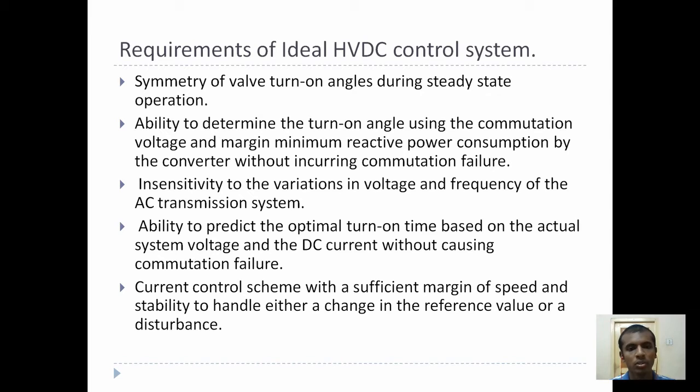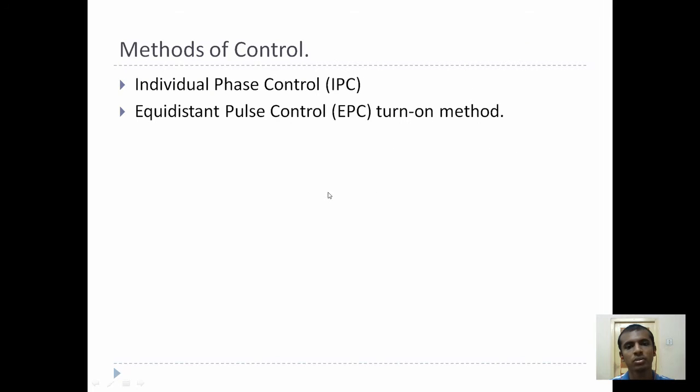Current control scheme with sufficient margin of speed and stability to handle either a change in reference value or a disturbance. The current control scheme should be resistant to changes like surges, a change in current or voltage. It should withstand those things. These are the ideal requirements for HVDC control system.